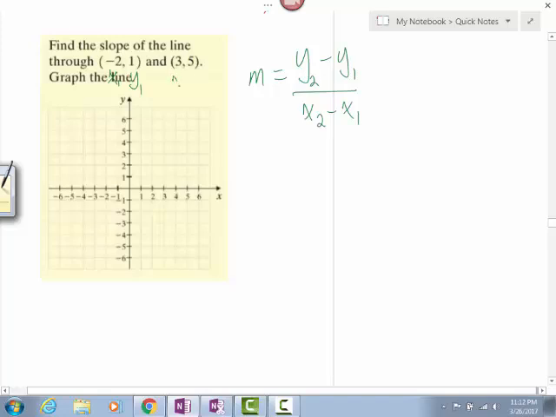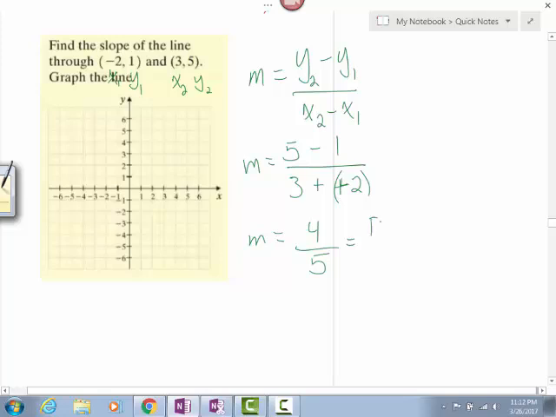I'm going to call this one here x2 and y2. So again, now all I'm going to do is substitute in my formula. My number y2 is my number 5, minus my number y1, which is the number 1. x2 is the number 3, minus x1, which is the number -2. So we'll go ahead. 5 minus 1 is 4. 3 minus a -2 becomes 3 plus 2, which is 5.